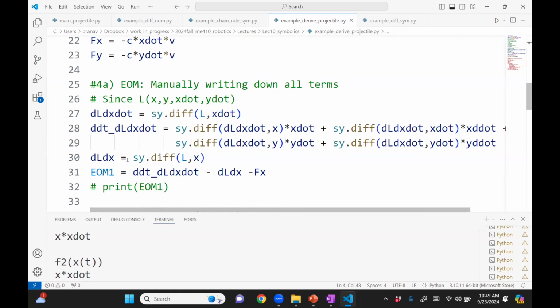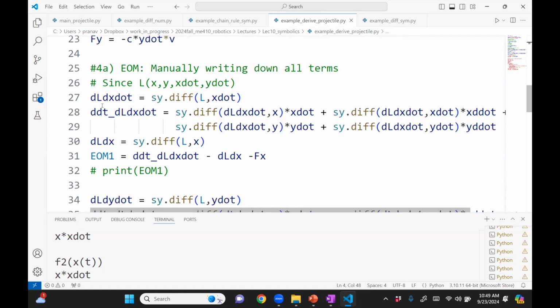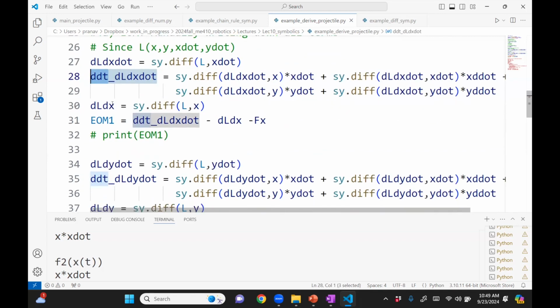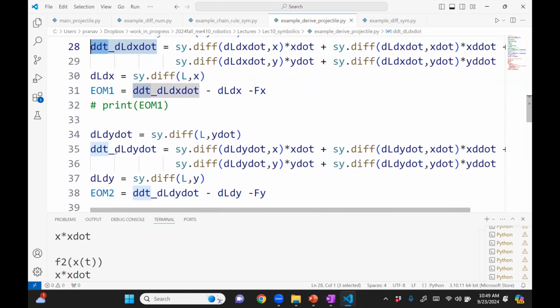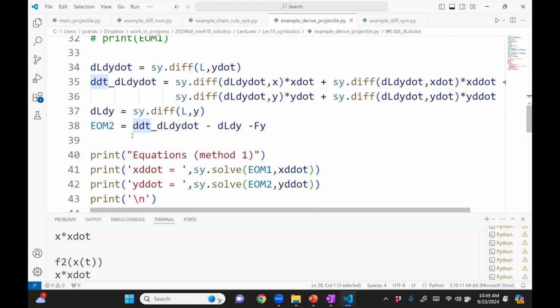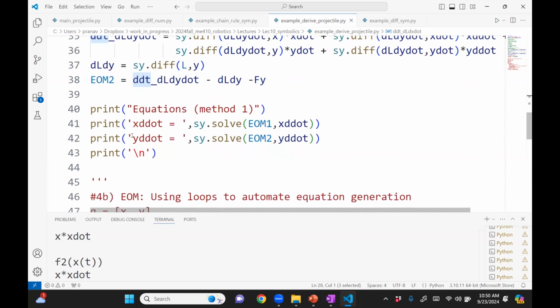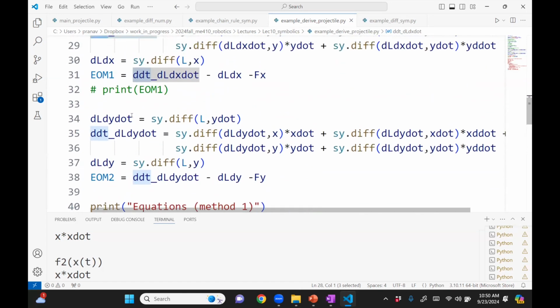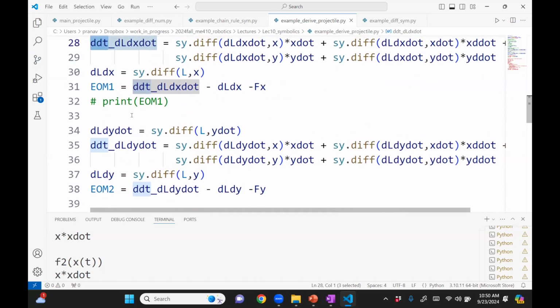Now I have 2 ways I wrote the equations of motion. I did this manually first. So dL/dx is diff, as I said, with no chain rule. But when you do d/dt, you need to do the chain rule, and that will have 4 terms. That's EOM1. EOM2 will be with y, and those are 2 equations, because there's motion in the x direction and motion in the y direction. So this is method 1, where I explicitly write each term down like a formula.